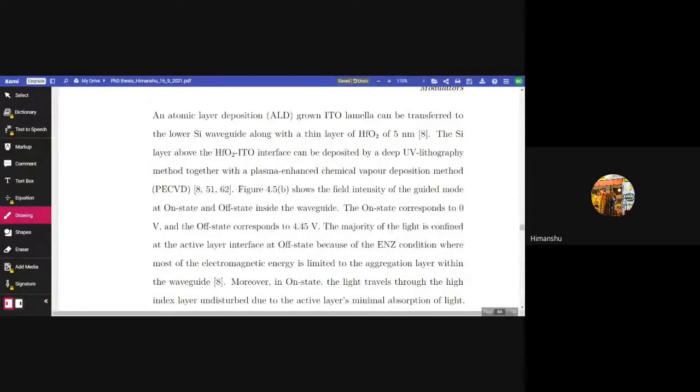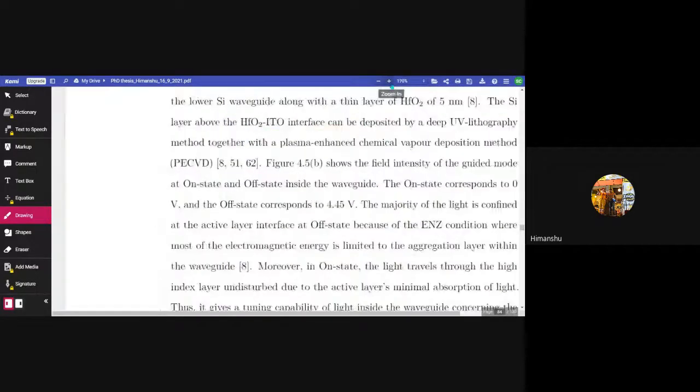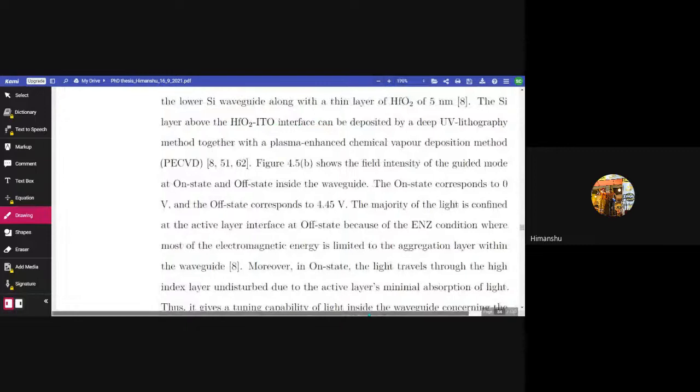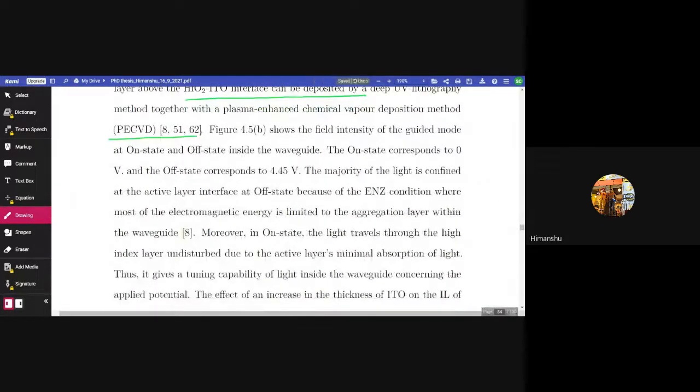An atomic layer deposition, ALD, grown ITO lamella can be transferred to the lower Si waveguide along with a thin layer of hafnium dioxide of 5 nanometer. Reference 8. The Si layer above the HfO2 ITO interface can be deposited by a deep UV lithography method together with a plasma-enhanced chemical vapor deposition method, PECVD. Reference 8, 51, 62.